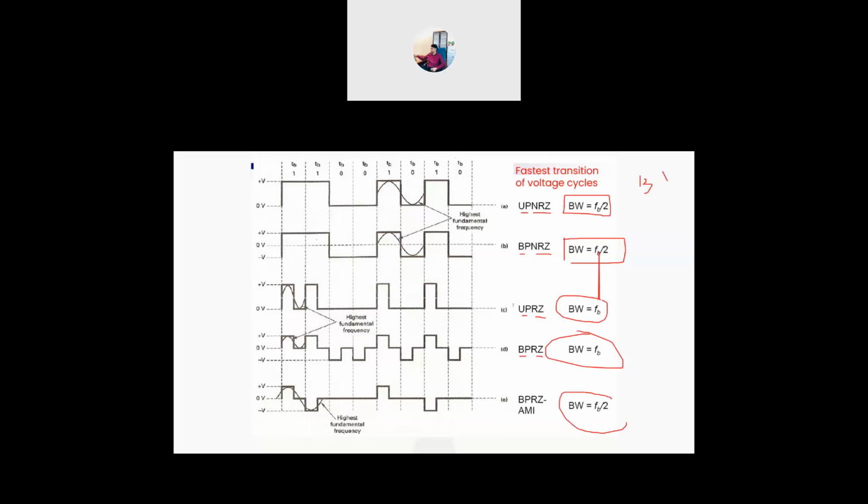Okay, so let's go to this example for the unipolar non-return to zero. What does unipolar mean? You only have one polarity. So here it is 0 to positive volts only. You're not going to have negative. It's either all positive or all negative, meaning only one sign. So here, this is the non-return to zero.